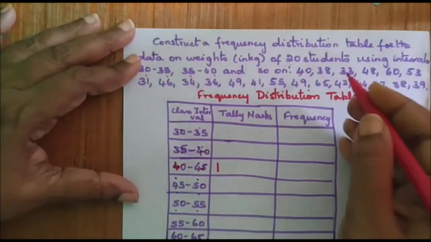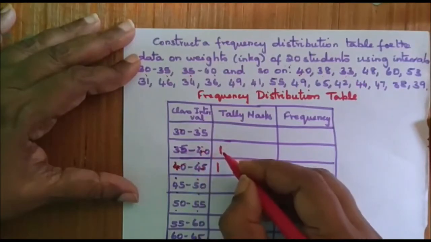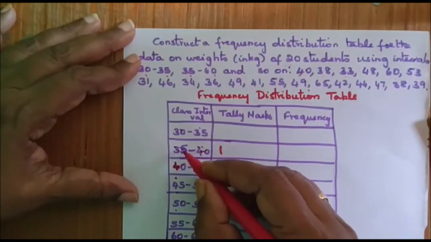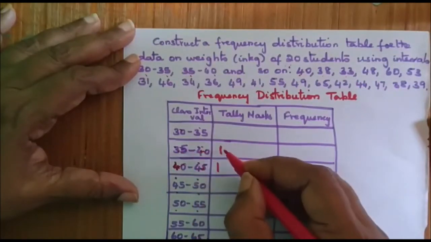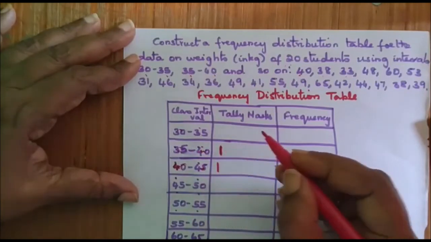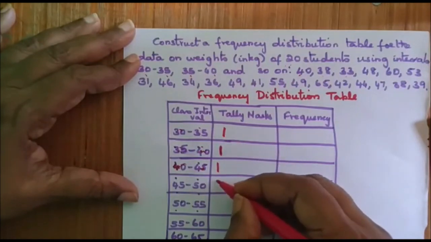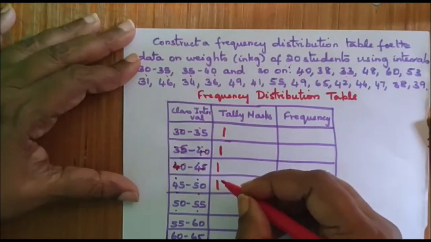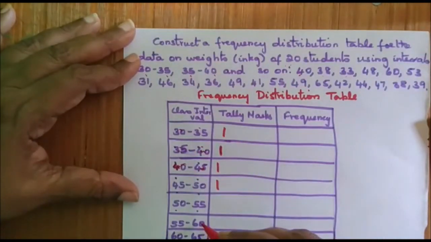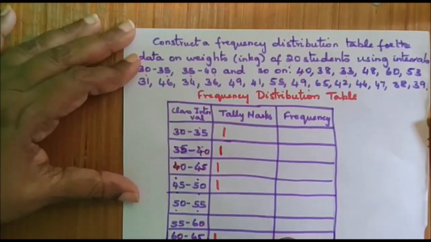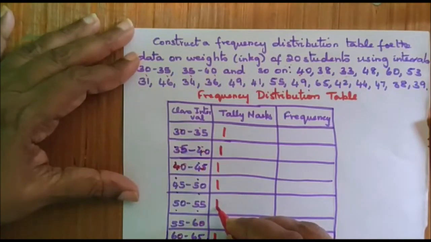Okay. Now 38. 38 comes in this class. It comes in between, isn't it? Between 35 and 40, 38 comes. So I mark it here. Then 33. 33 comes in this class. 48 comes here. Then 60. Where will I mark my 60? In this class or in this class? In this class. I told you, because it is the lower limit. We mark it wherever it is the lower limit, not here. So 60 comes here. Then it is 53.